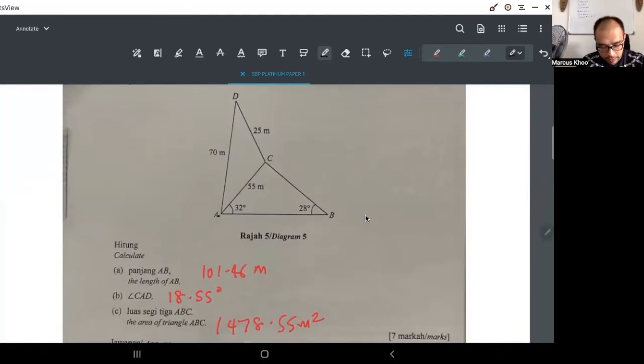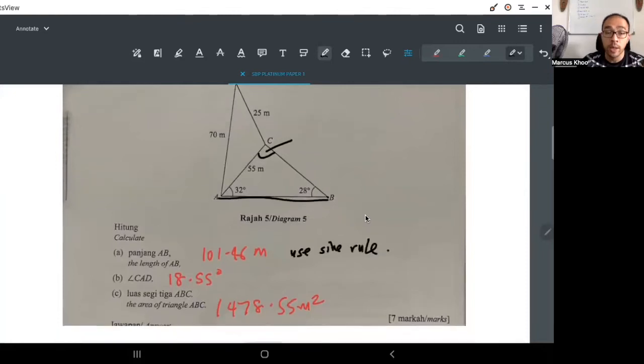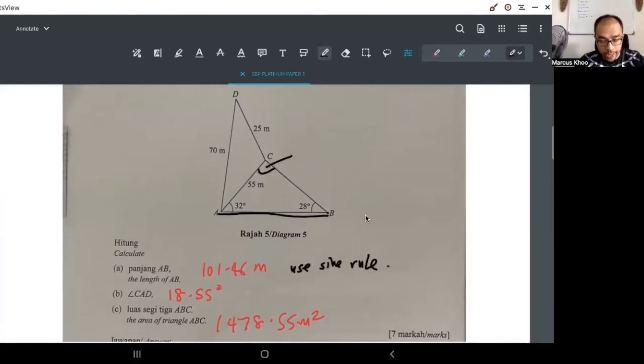You want to find this length of AB. Okay, you will obviously need this angle, which you can count, minus 180. Okay, so you use the sine rule. Okay, to find the length of AB, you get about 101.46 meters. Okay, then after that, you want to find the angle of CAD, which is here.